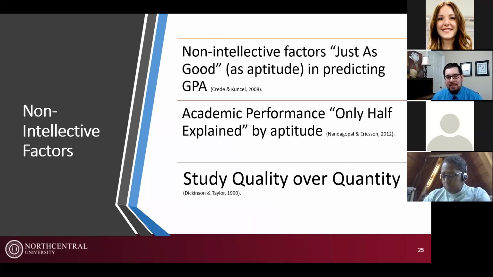Non-intellective factors like study habits, skills, and attitudes rival standardized tests and previous grades in predicting academic performance. Study motivation and study skills show the strongest relationships with GPA and individual class grades. Academic performance is about only half explained by aptitude, so we have about 50% to work with. A familiar theme that you'll hear throughout this presentation is that study quality matters more than quantity. So how can we improve the quality of time spent learning or training or performing that 50% that we have to work with?